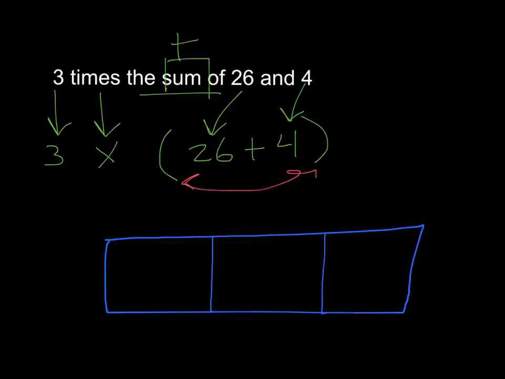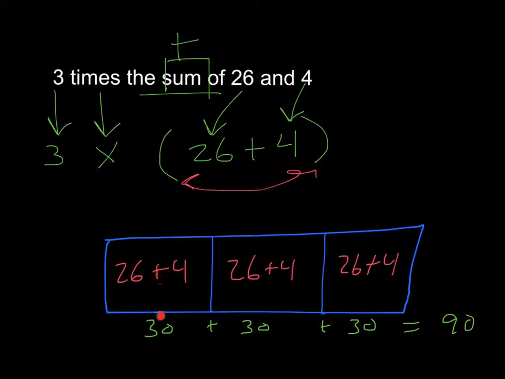With this tape diagram, we're starting with a large rectangle, and we have it split into 3 sections. The 3 sections represent the 3 times, and inside each section we're going to have 26 plus 4. As we solve that, we see that each section of 26 plus 4 is the same as 30, so we can do 30 plus 30 plus 30, which we know is 90. The important idea here is not solving the problem so much as turning the words into an equation. Try this one on your own.